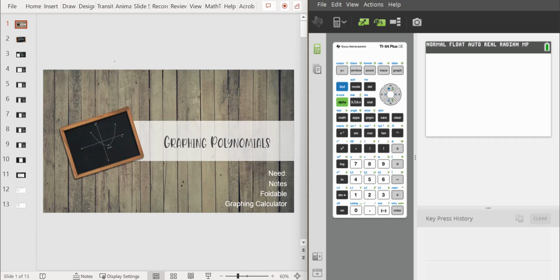We're going to be graphing some polynomials. You're going to want to have a graphing calculator like I have on my right-hand side here. You're going to want your foldables, or foldable, there's only one. And then you're going to want your notes as well, so you can glue it in there.